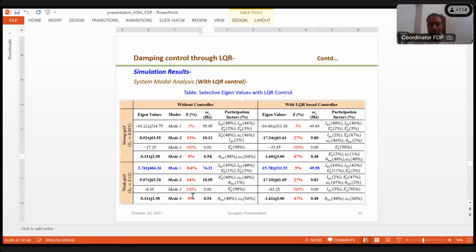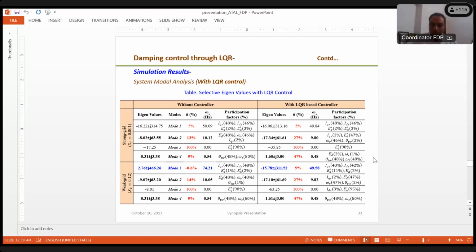Similarly, this mode has also been increased from 9% to 47%. So with the addition of this linear quadratic regulator controller, the WF induction generator will effectively work even if it is connected to a weak grid. While if it is a weak grid and there is no LQR control, then it may become unstable and it will not work at all. So that is the purpose of this linear quadratic regulator.